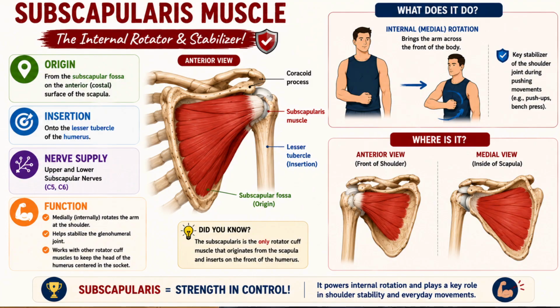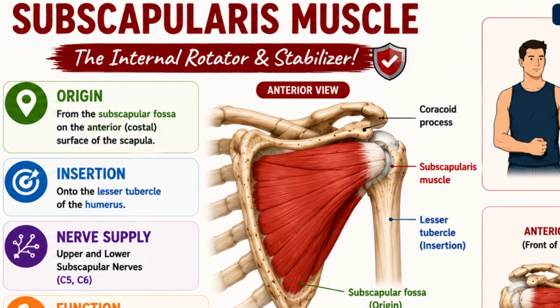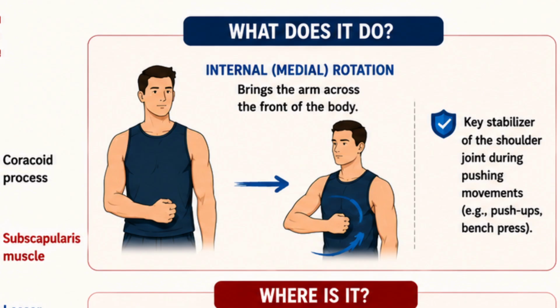Now let's talk about the fourth muscle of the group, the subscapularis muscle. This is the largest and strongest rotator cuff muscle, located on the anterior surface of the scapula. It originates from the subscapular fossa and inserts on the lesser tubercle of the humerus. The innervation of the subscapularis muscle is the upper and lower subscapular nerves. The function is internal rotation of the humerus, so it contributes to tucking in your shirt, reaching to your back pocket, and placing a hand behind the back.